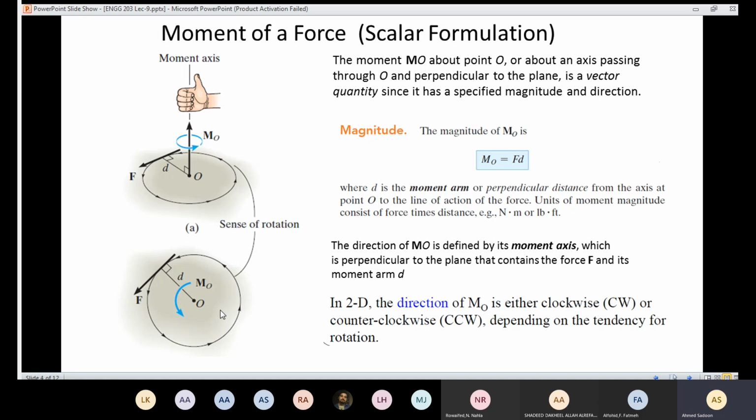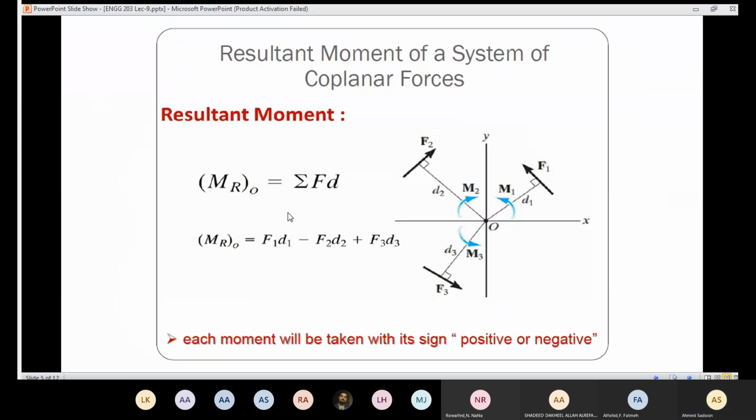So dealing with moment is very simple in 2D. If we want to calculate the moment, it is going to equal the force times the perpendicular distance. And the direction is going to be either clockwise or anti-clockwise. And it's very important to identify the perpendicular distance. Once you know the perpendicular distance, then the problem is going to be easy.